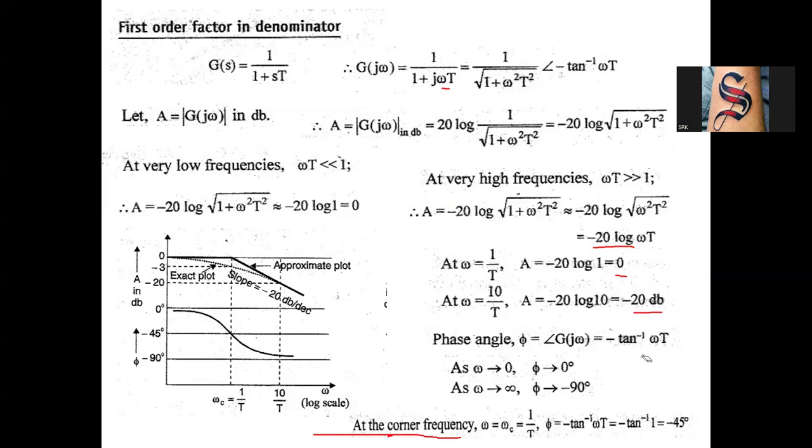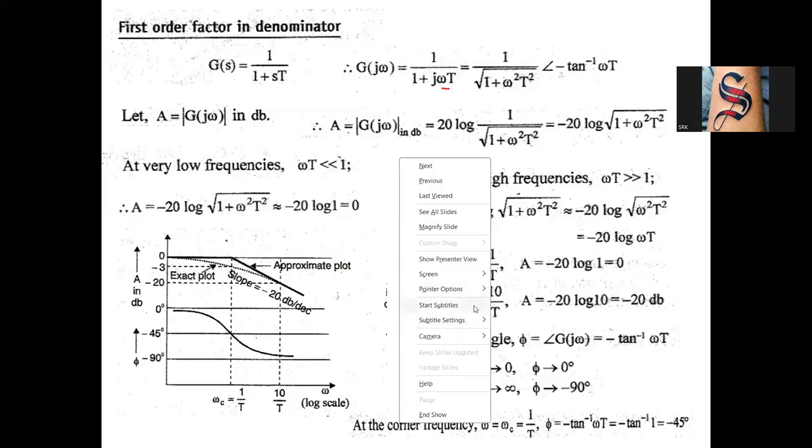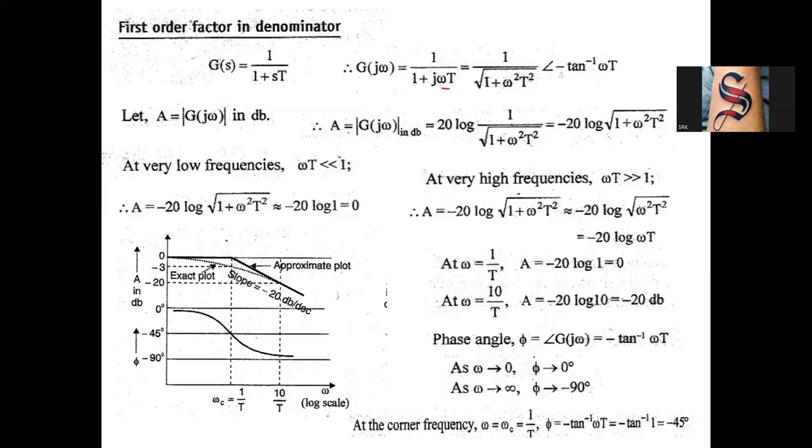And now let's see the phase angle. So what is the phase angle formula here? Tan inverse of minus omega T. If you initially substitute omega value 0 into this equation, tan inverse of 0, how much is it? 0 degrees. And what is the maximum frequency? Infinity. When the frequency is infinity, minus tan inverse of infinity, so what is the value of tan inverse of infinity? 90 degrees, so you will get minus 90 degrees. So as the frequency varies from 0 to infinity, the phase angle goes from 0 to minus 90 degrees. So that is the meaning of this.